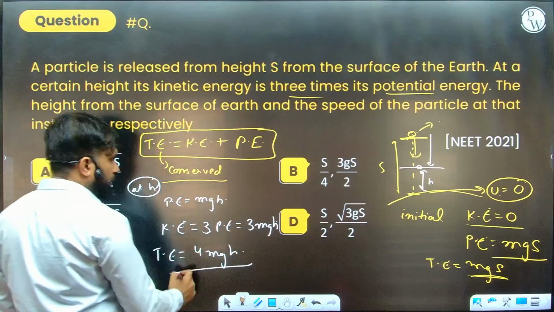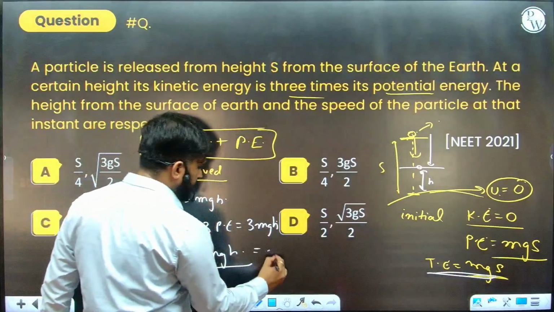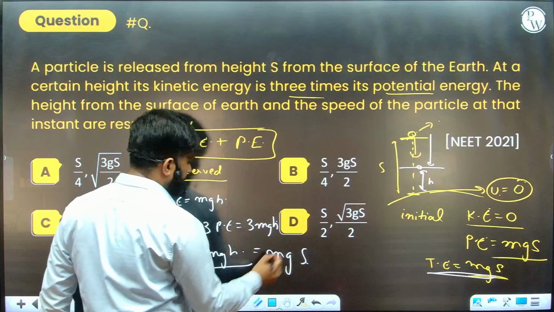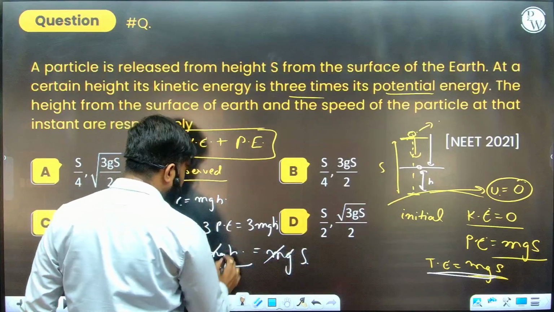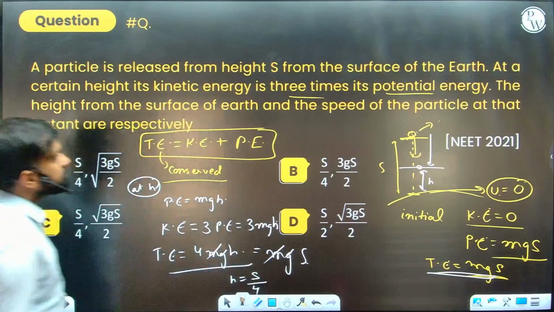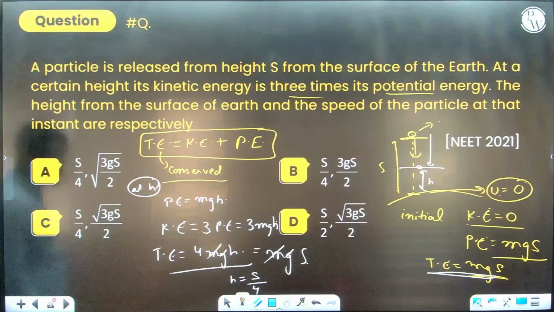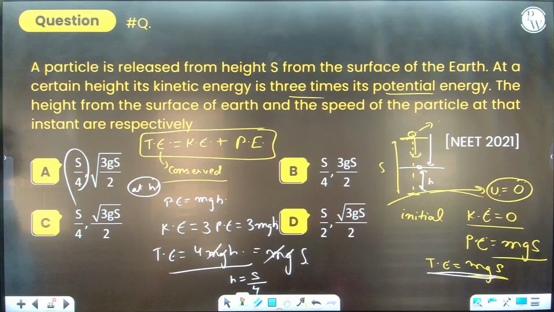And I know that total energy will be conserved. So 4 mgh will be equal to mgs. M to M cancel, G to G gets cancelled, so h is equal to s by 4. Now they are asking the height from the surface of the earth. We just found that it is s by 4. And the speed of the particle respectively at that height.